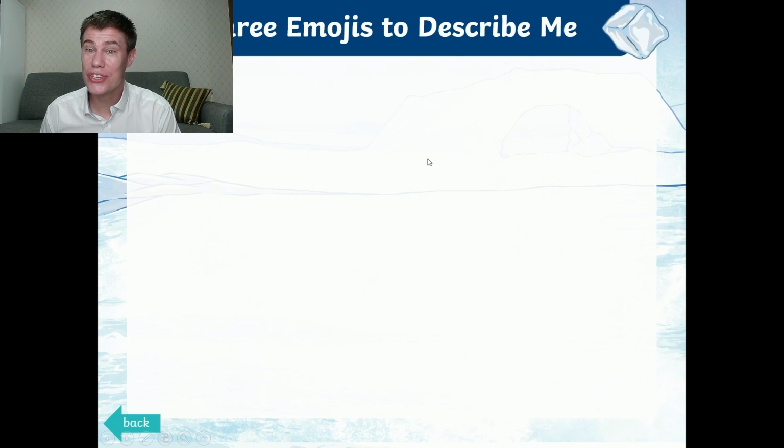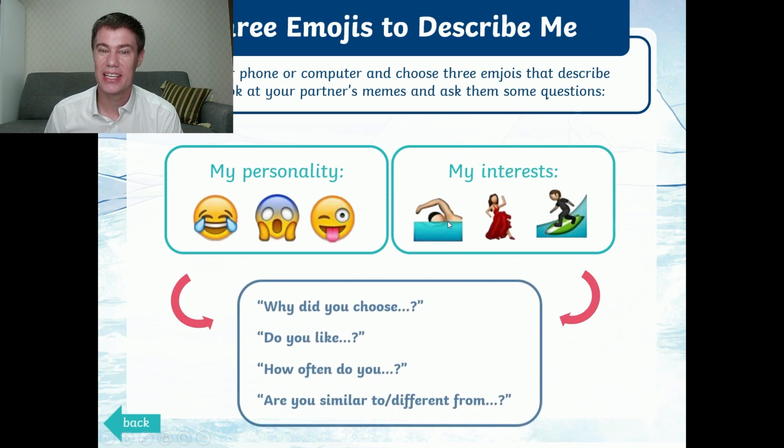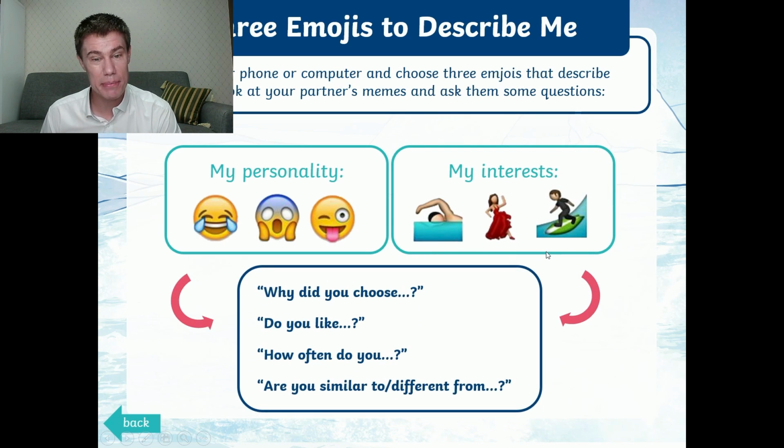3 emojis to describe me. Look on your phone or computer and choose 3 emojis that describe your life. Look at your partner's emojis and ask them some questions. My personality: crying face, shocked face, and winky face. My interest: obviously swimming, dancing, and maybe surfing.